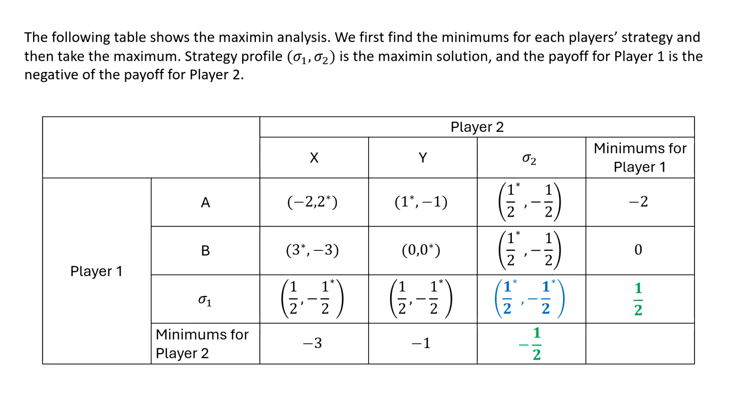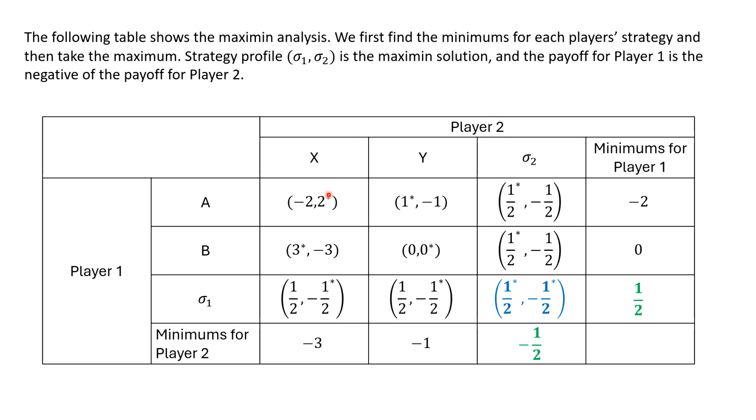Let's continue with our example. On this slide, I want to do the maximin analysis, and on the next slide, we'll do the minimax analysis. You notice here I've added the row and column so we can list the various minimums. So for player 1, if player 1 plays A, the minimum would be -2. If player 1 plays B, the minimum is 0. And if player 1 plays the mixed strategy sigma sub 1, it's 1/2 in all cases. So we get 1/2. Then we do the same thing for player 2.